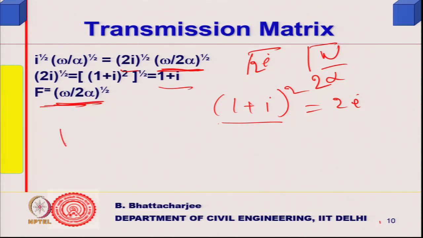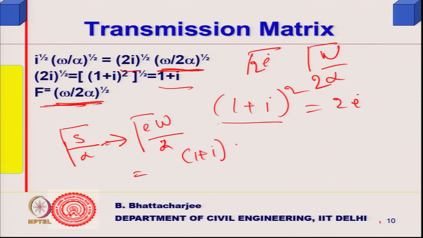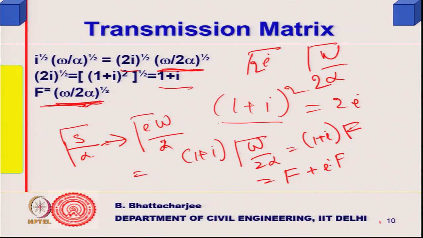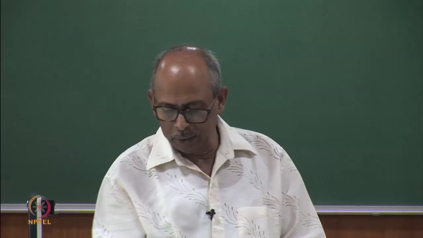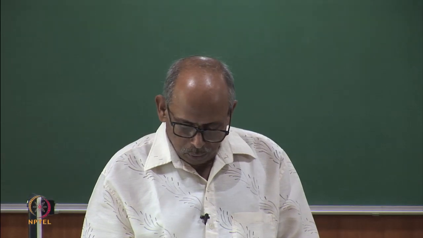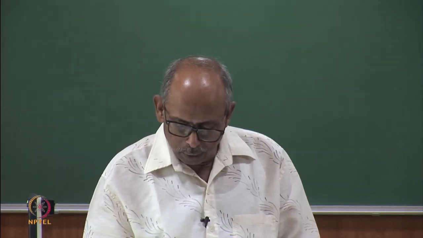So, root s by alpha, which we wrote as root of i omega by alpha, then turns out to be (1 plus i) times root of omega by 2 alpha, which is (1 plus i) into f, because I am calling this f. It can be written as f plus if, and if you have L multiplied, it will be fL plus ifL and so on.